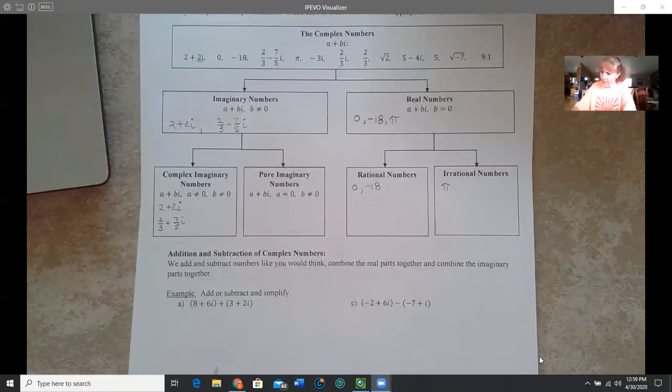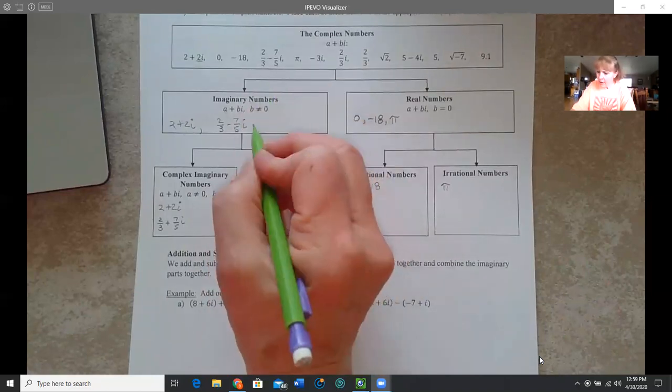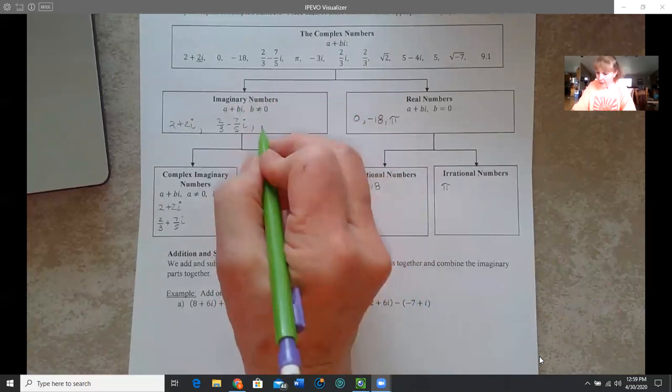Let's look at our negative 3i. Negative 3i has our imaginary part with it, so it would be considered an imaginary number.